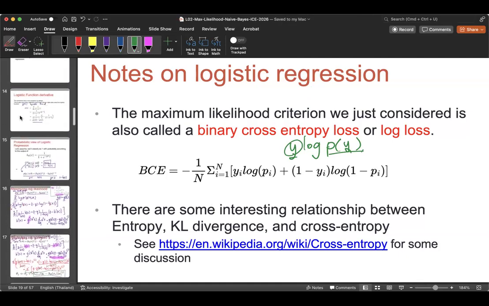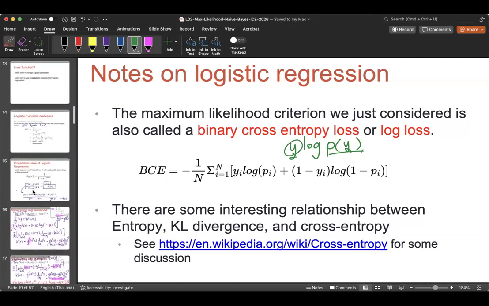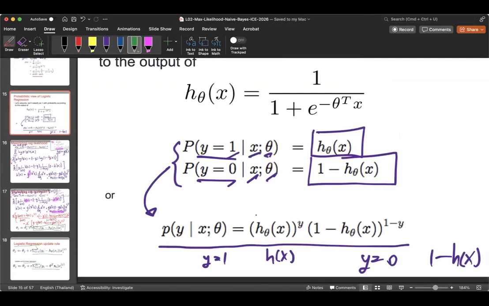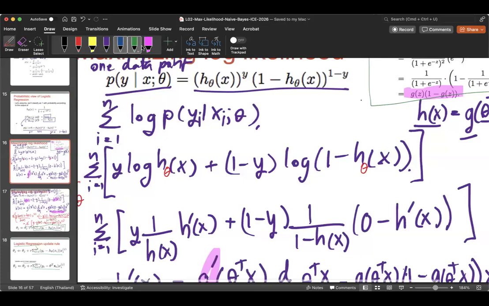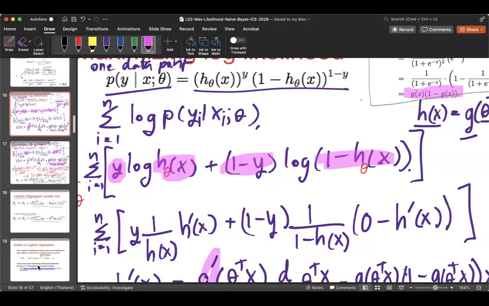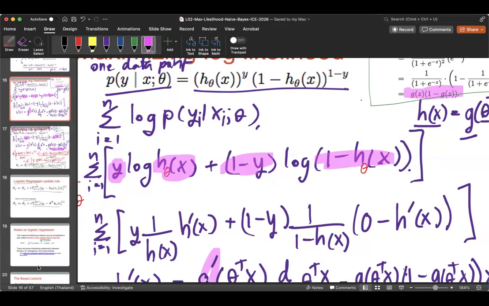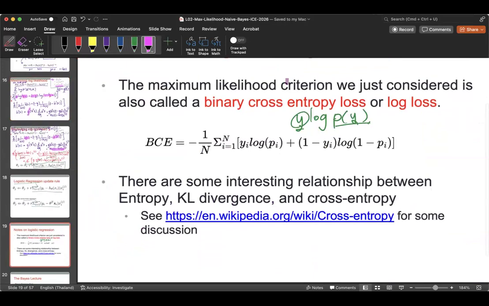What we just did, right? This term here, y log probability plus 1 minus y log 1 minus probability, is the same thing. This is just the binary version of cross entropy, where it's only 1 or 0. So this is the binary version of cross entropy.